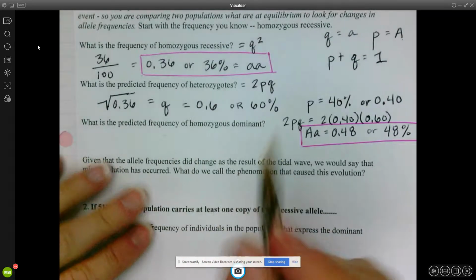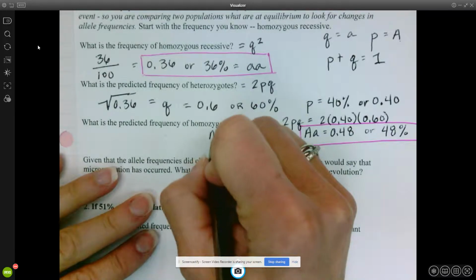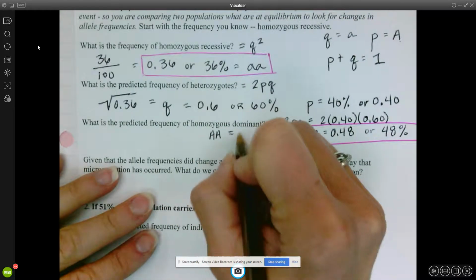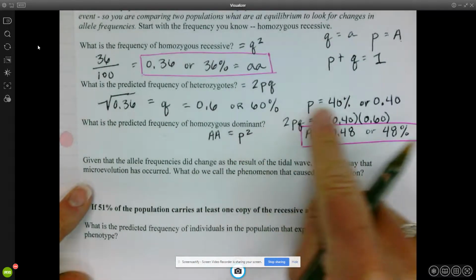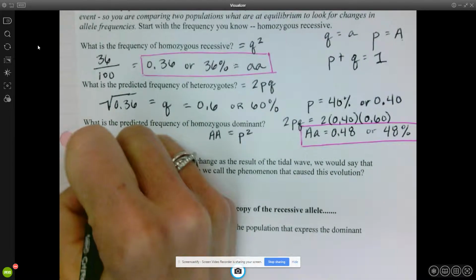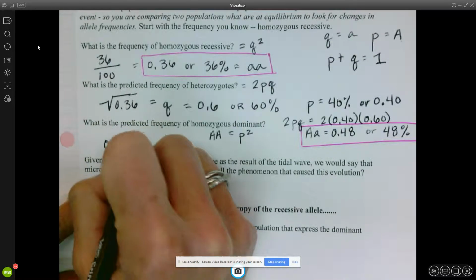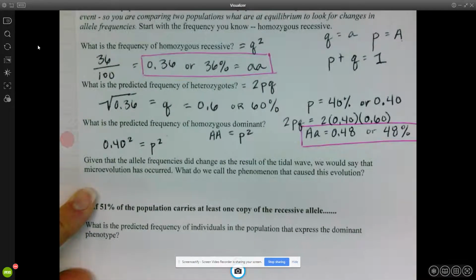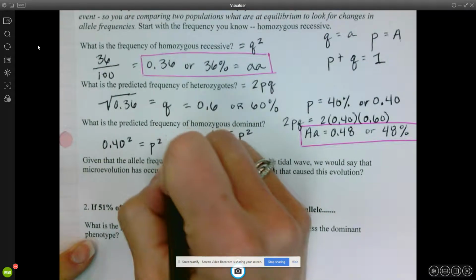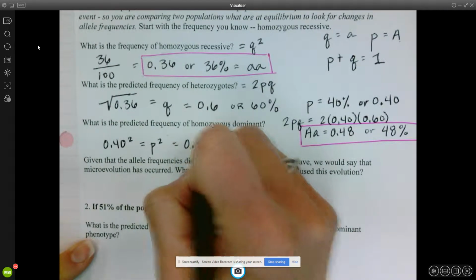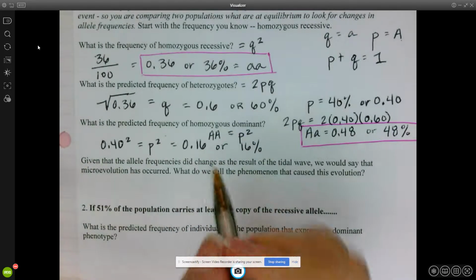Okay, so now we want to find the homozygous dominant frequency. Homozygous dominant, that means that we're looking for p squared. Going up here, we have our p, 0.40 squared. Once again, there's no shame in using a calculator. So that is equal to 0.16 or 16% of the population are homozygous dominant.